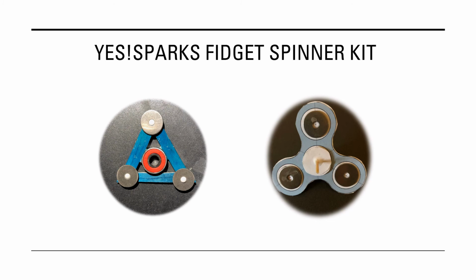In your Yes Sparks kit, you will find materials to construct two different types of fidget spinners. One will involve the use of a central ball bearing, the other will not. As you assemble, test, and re-engineer your fidgets, lean on what you know about reducing friction and adjusting the weight distribution to improve the function.